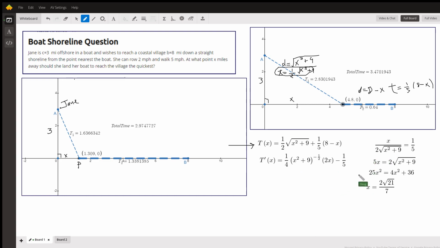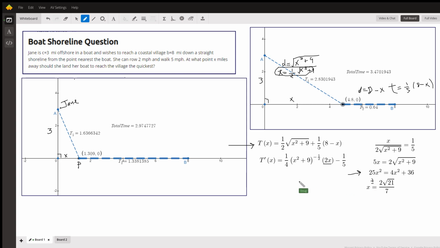Here's the derivative. Hopefully you can follow along there. I use the chain rule here. Simplified, set the derivative equal to 0. Cross multiplied to clear the equation of fractions, squared both sides, and then solve for x. And this is what we get, x equals square root of 21 over 7. Actually, if we solve the equation, we get plus or minus that.